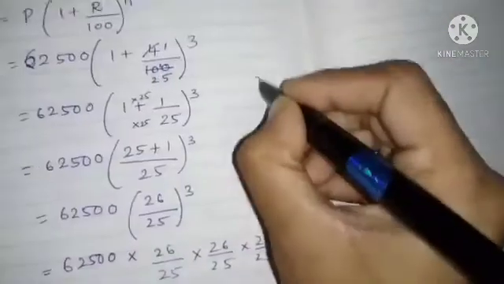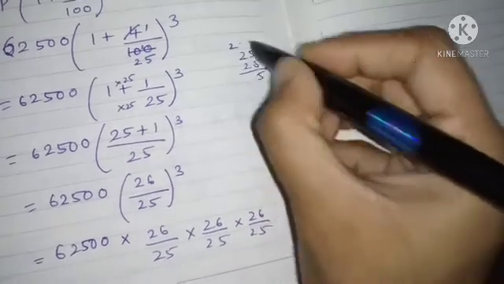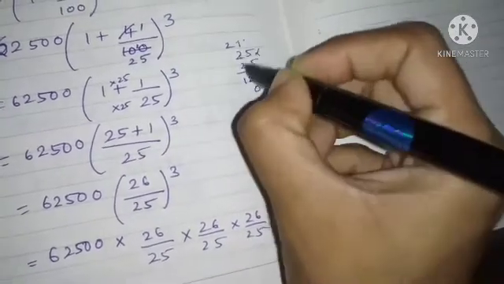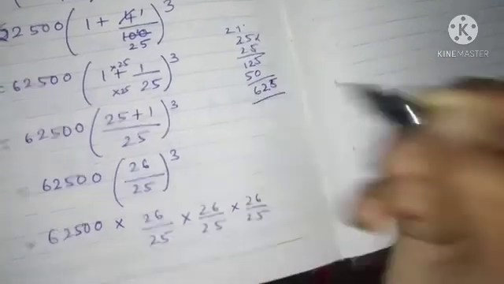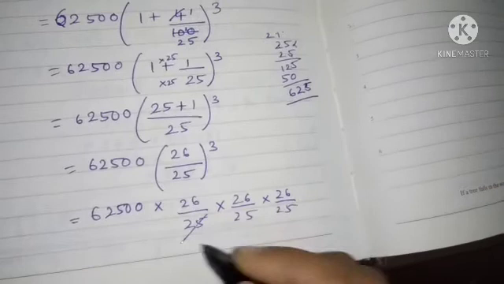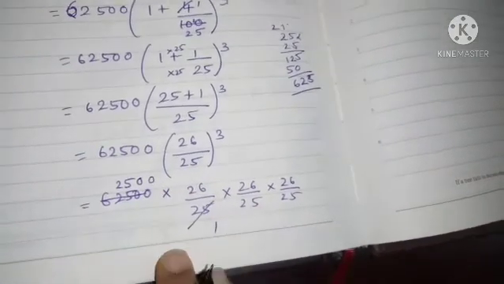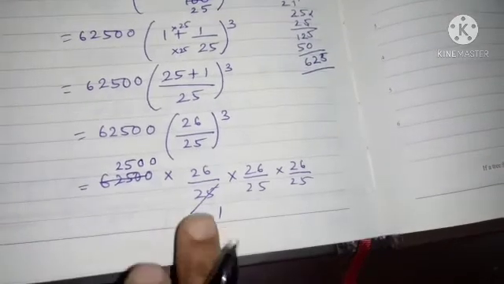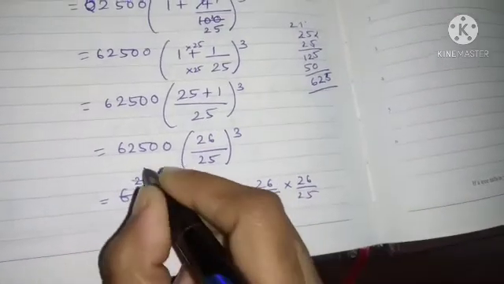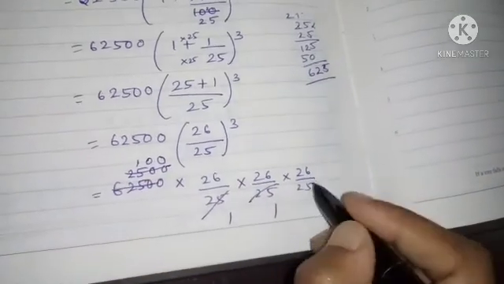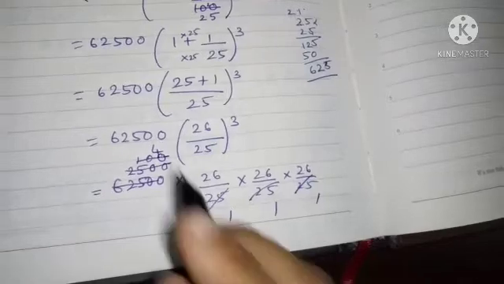25 into 25: 5 fives are 25, 5 twos are 10, 625 you are getting. Now 25 ones are 25, 2500, 25 ones are 25, 2500, then 25 ones are 25, 25 fours are 100. So you are getting 4 here.